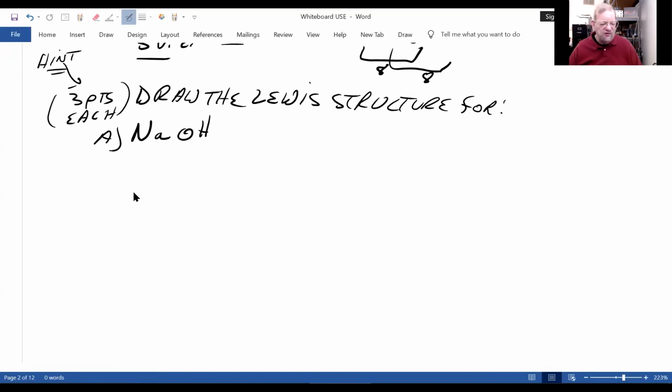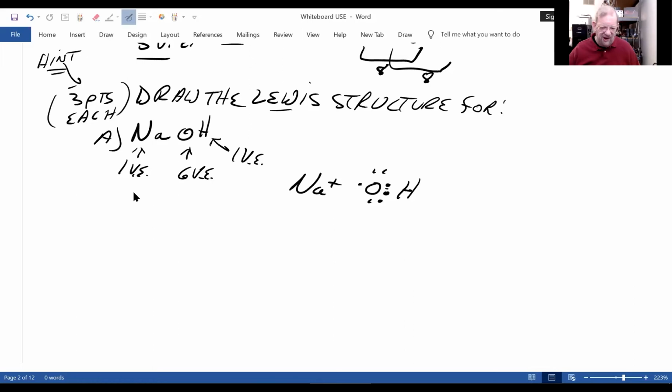So I know sodium, when we're talking about Lewis structures, we're talking about valence electrons. Sodium has 1 valence electron, oxygen has 6 valence electrons, and hydrogen has 1 valence electron. Well, sodium always forms a cation, and you learned how to figure out that's Na+. Now, oxygen has 6 valence electrons. Hydrogen has 1, and it says, oh, oxygen, you have 1, I have 1, let's share. And they form a covalent single bond.